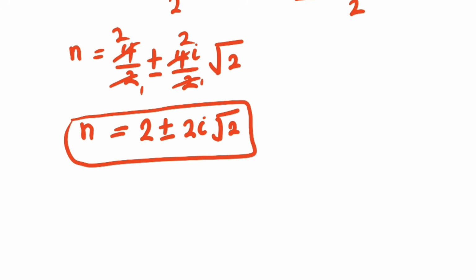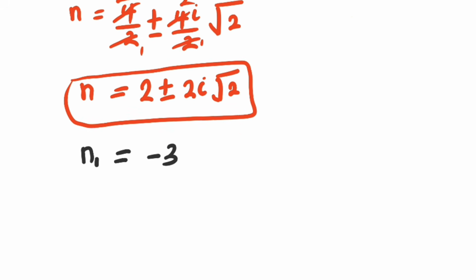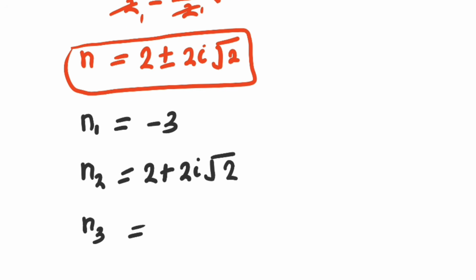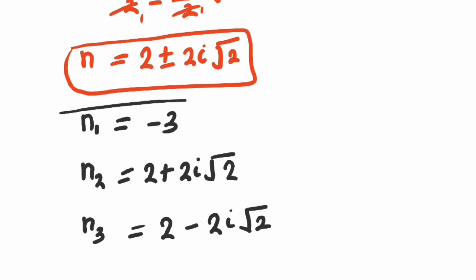Therefore, our final answers are n1 is equal to minus 3, n2 is equal to 2 plus 2i root 2, then n3 is equal to 2 minus 2i root 2. These are the values of n.